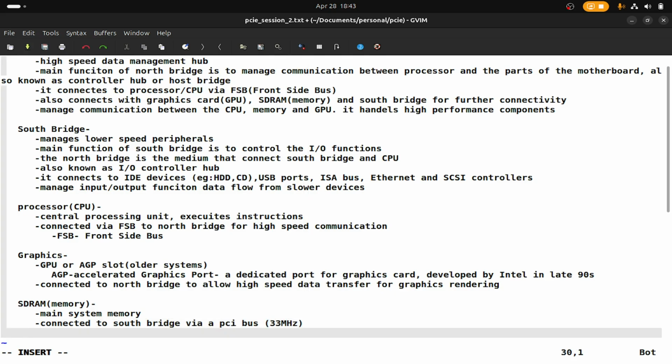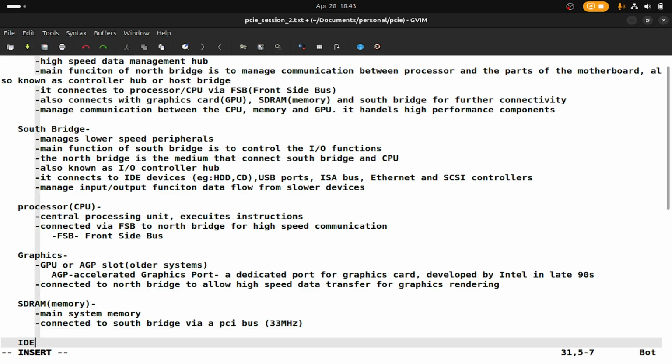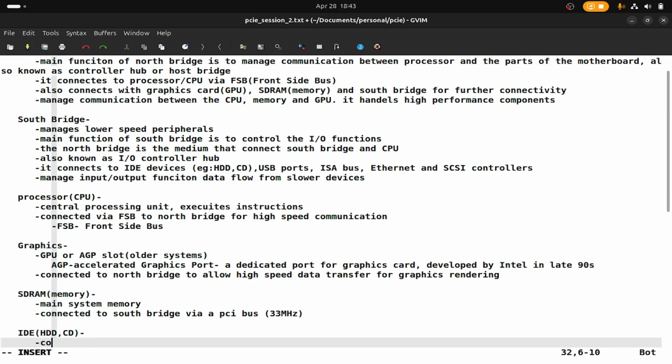Next one is IDE. Might be hard disk, might be compact disk. It connects to storage devices like hard disk and optical drives, means CD, DVD, something like that.